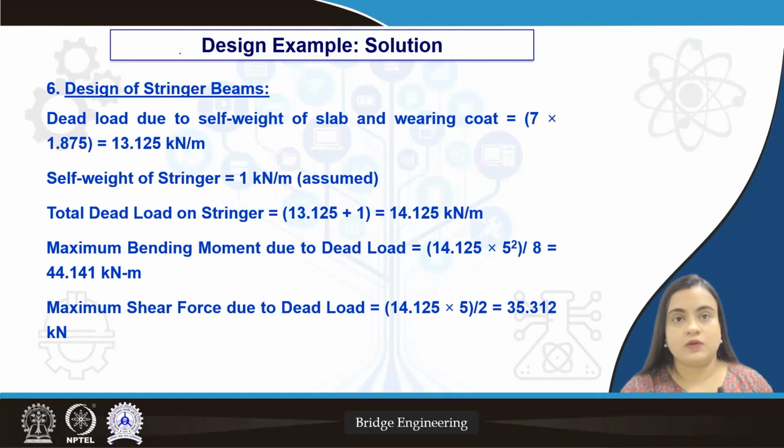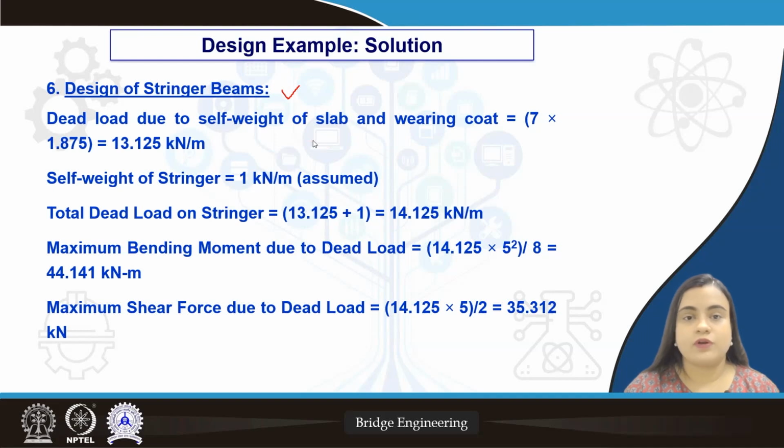Next, we can go with design of stringer beams. For that, first we need to go for calculation of dead load. The dead load due to self weight of the slab and wearing coat we have already computed to be a loading of 7 kilonewton per meter square. So 7 times 1.875 will be the dead load due to self weight of the slab and wearing coat. That is equal to 13.125 kilonewton per meter.